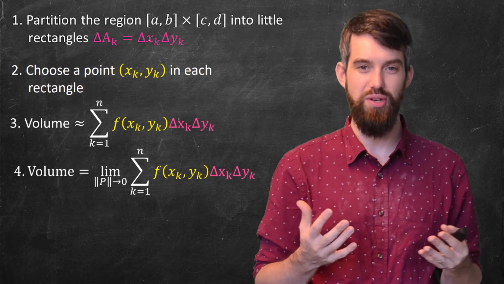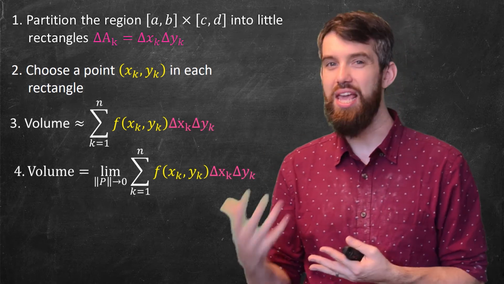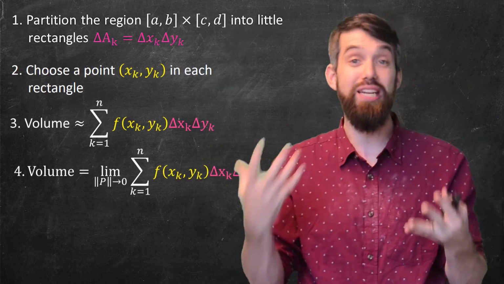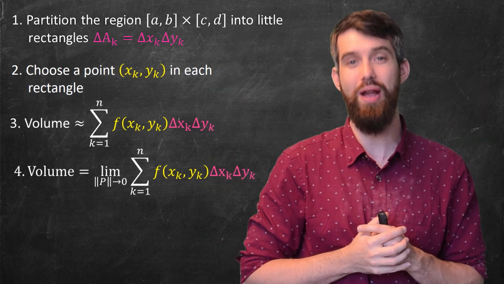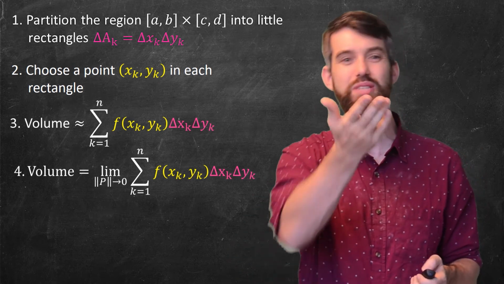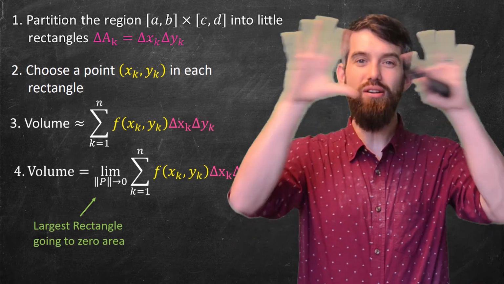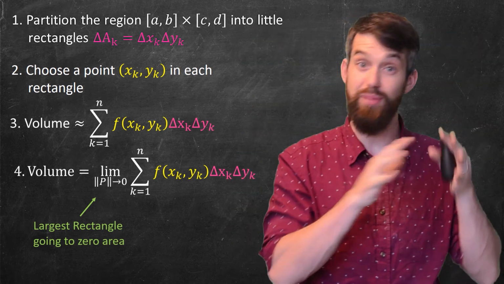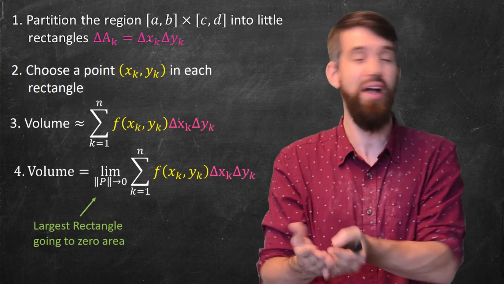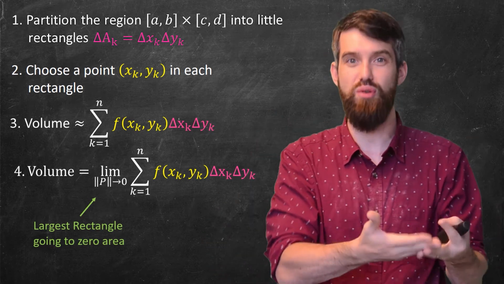And then what is the limit doing? Well, P is just the name I give for this partition where I took this big region and partitioned it into a bunch of little small rectangles. And when I say the length of P goes to 0, what I mean is that the largest rectangle in that partition, some might be bigger, some might be smaller, is going to go to 0 area, which means all the other rectangles are going to go to 0 as well.